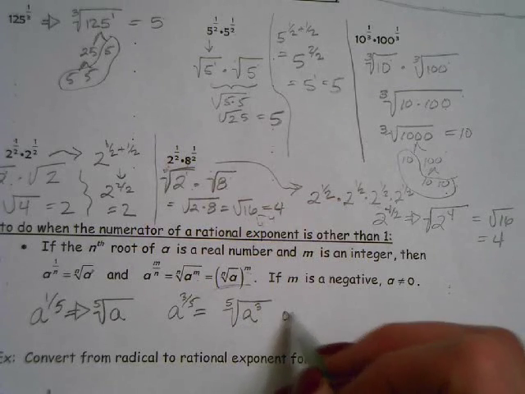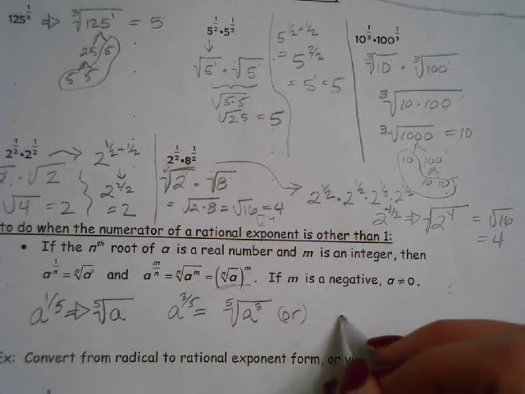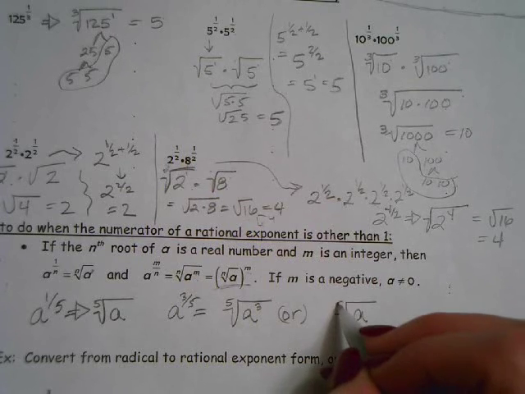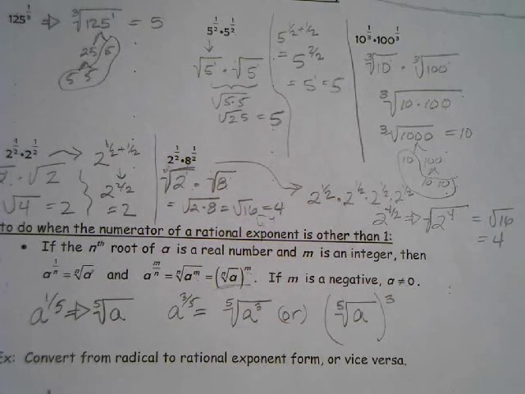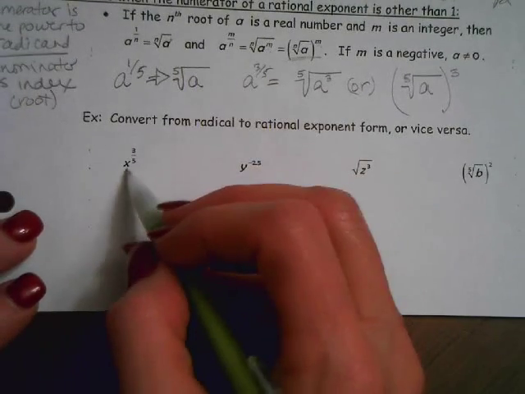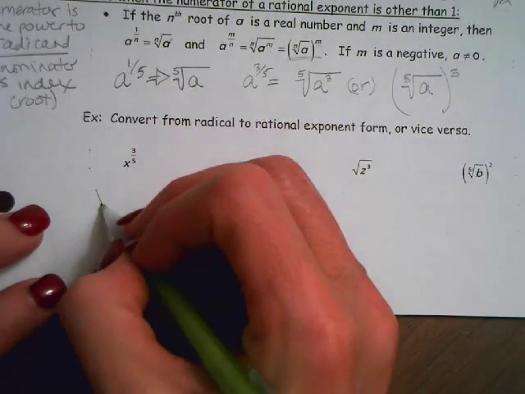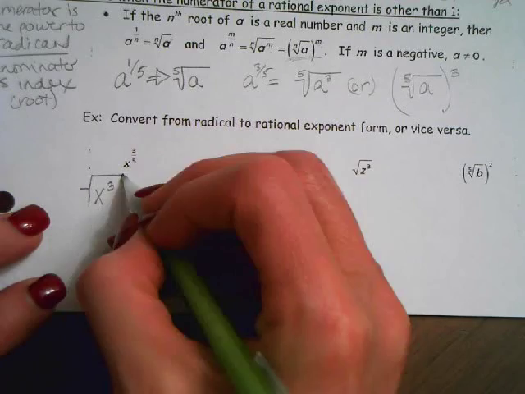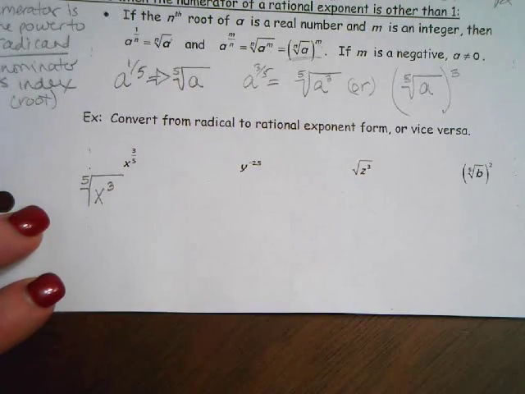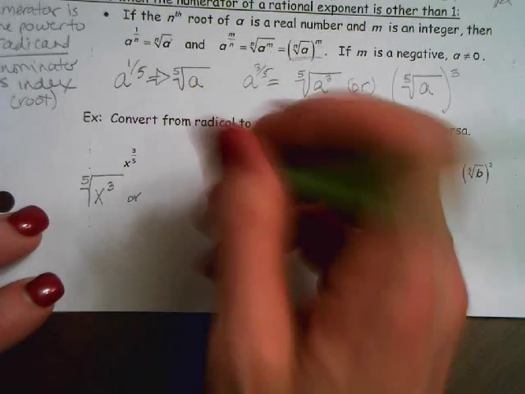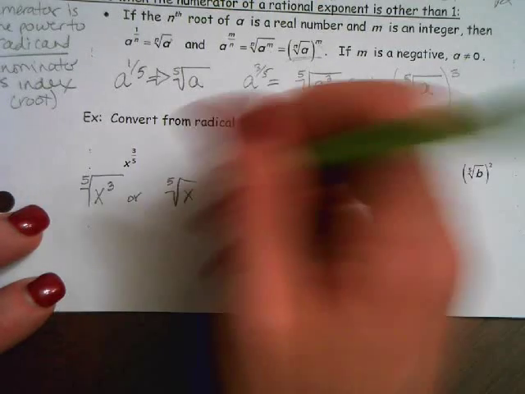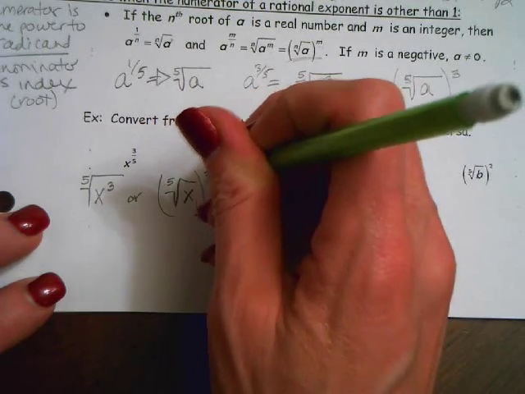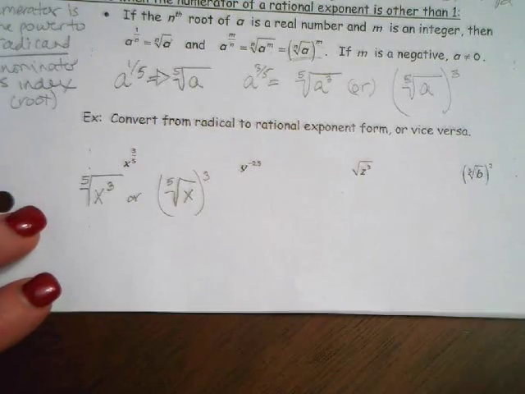I can write it that way, or I can write it where I do the radicand of a, and again the index is 5, but I raise the whole thing to then the numerator. So let's look at how we could write this both ways. So x to the 3/5, you could have x cubed as a radicand, and then the index is 5, or you could do x as the radicand, the index of 5, and then raise the whole thing to the third power. And we'll show you how this works in just a minute.